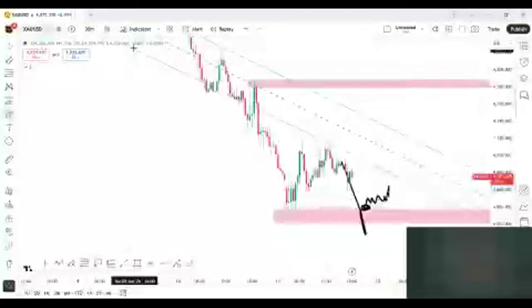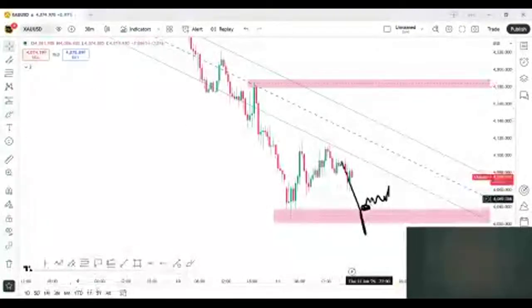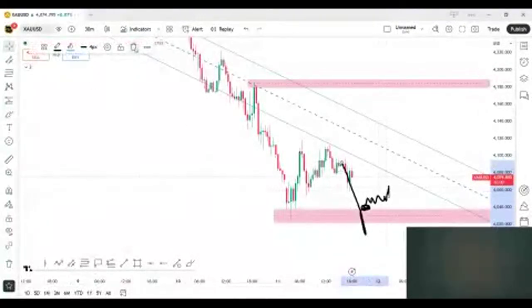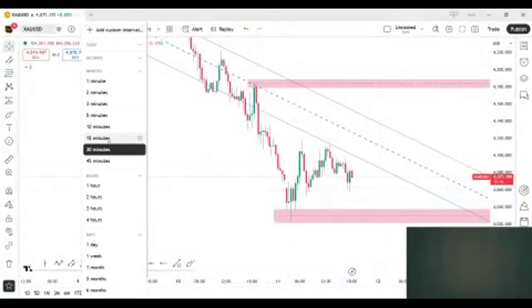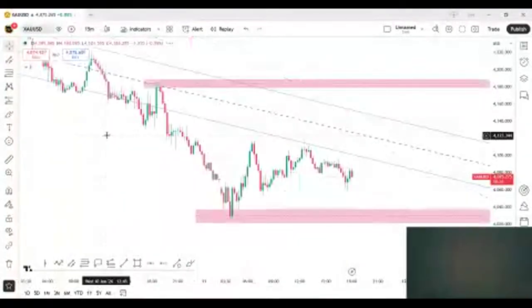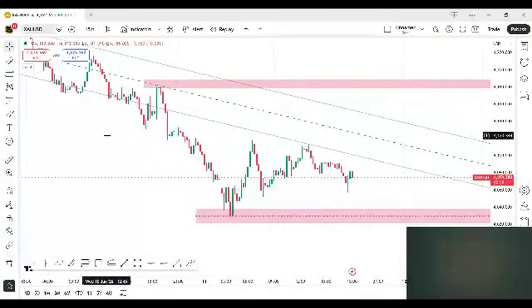So I have shared a few trades with you right now. I hope you understand. Now we will look for further setups. We will move towards the 15-minute time frame charts, and we will see how the market is reacting on the smaller time frame, and what we should do.